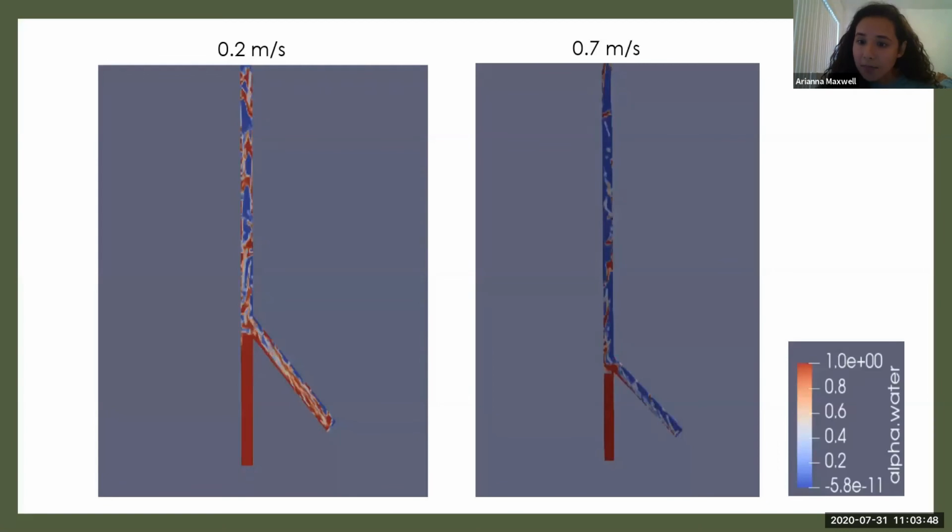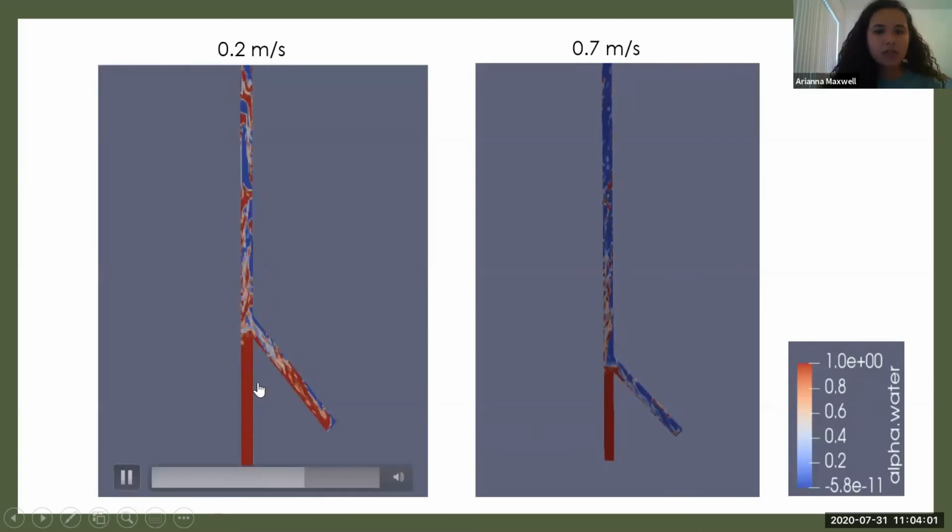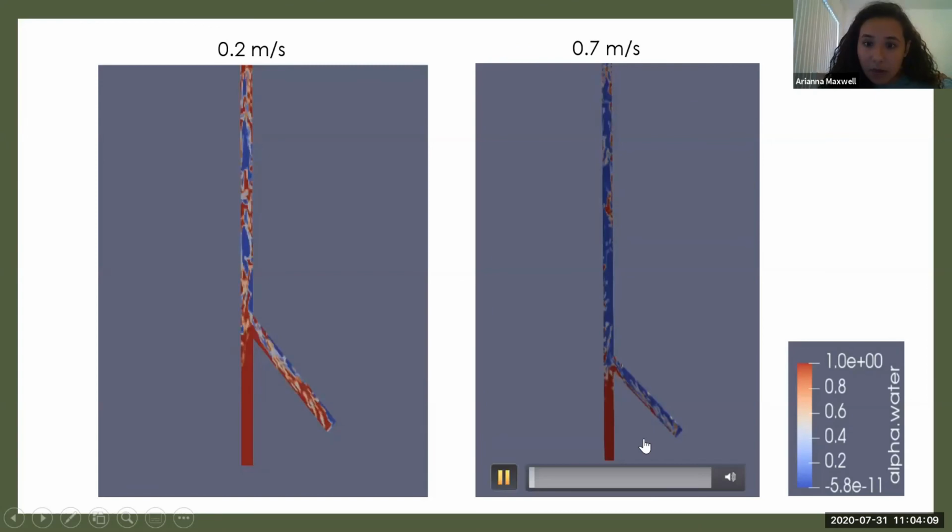So here, alpha represents the mixture fraction. So at 1 or red, it is all water, and at blue or 0, it is all air, and everything between is the mixture of both. So we can see here at the lower range of velocity of the air that there are pockets of air going through. And if we increase the air to the largest end of the velocity, there's just a lot more air and it's harder to see the red in the pipe.